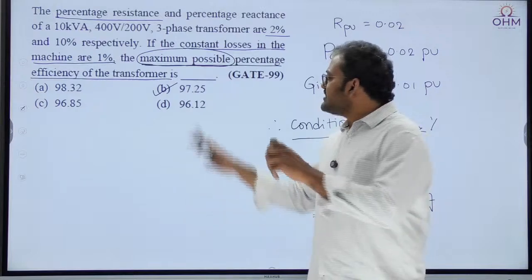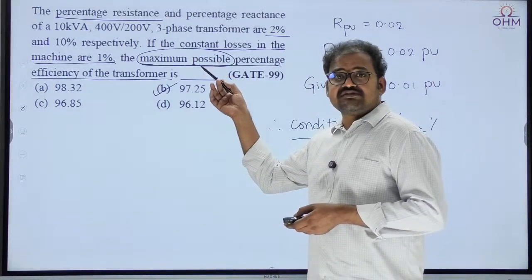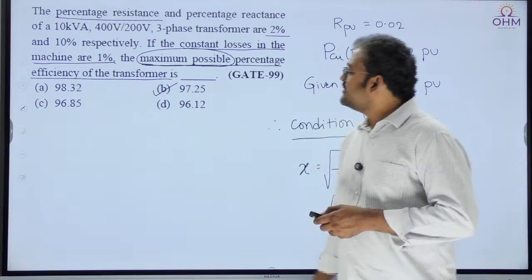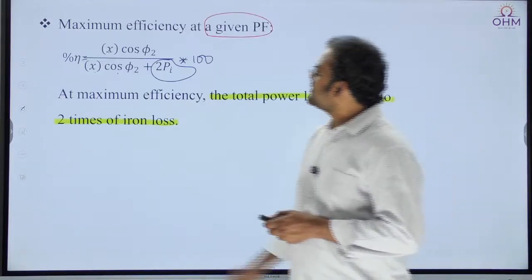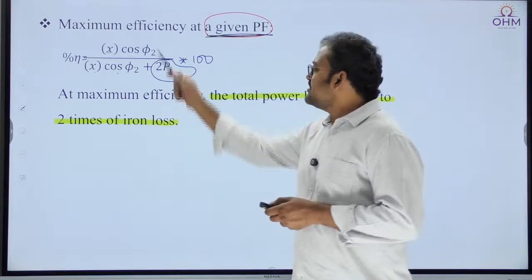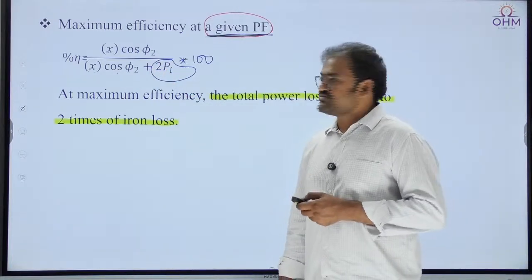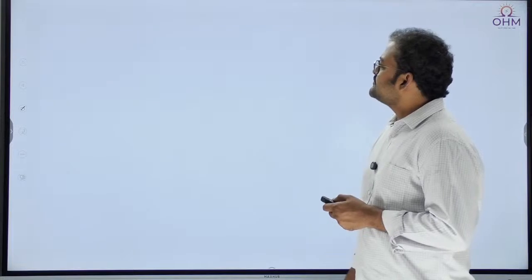Suppose if I change this question, I may ask you what is the maximum efficiency at 0.8 power factor? Then you have to use this formula. This is the maximum efficiency at a given power factor: X cos phi 2 divided by X cos phi 2 plus 2 times the iron loss. Okay. Yes.